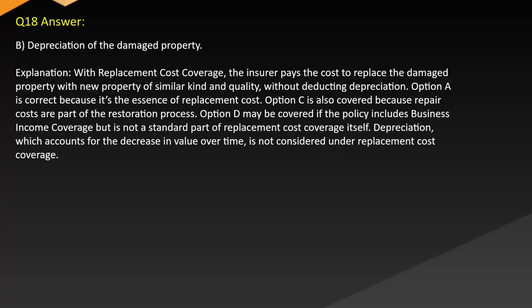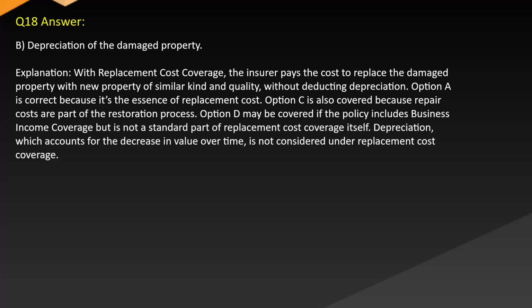Answer: B. Depreciation of the damaged property. Explanation: with replacement cost coverage, the insurer pays the cost to replace the damaged property with new property of similar kind and quality without deducting depreciation. Option A is correct because it's the essence of replacement cost.